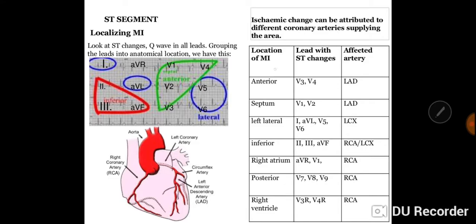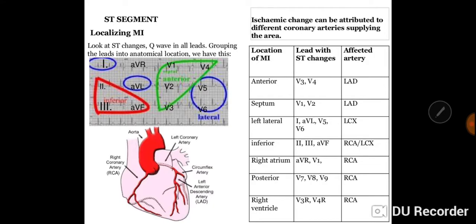If the location of MI or ischemia is in the anterior wall, V3 and V4 will have the changes. The left anterior descending artery will be affected. There's the septum, V1, V2, left anterior descending, left lateral. Now you need to learn all these. Inferior is a common question: 2, 3, AVF. The important thing is changes will be present in all the particular leads.